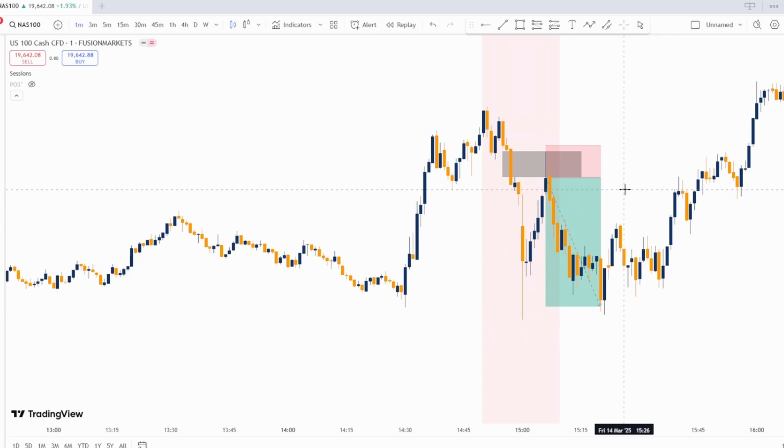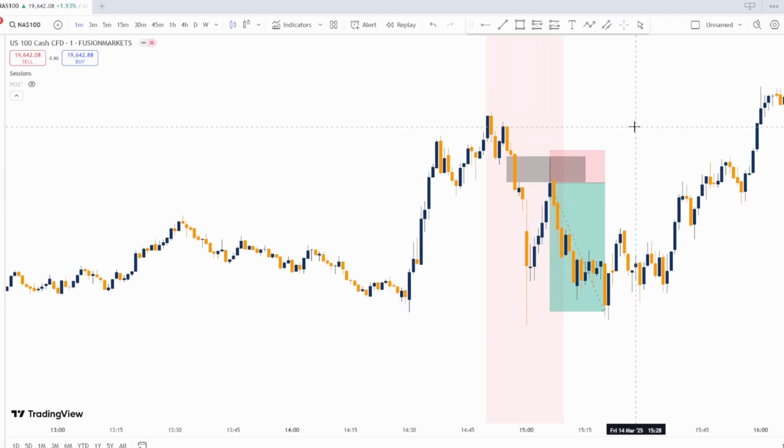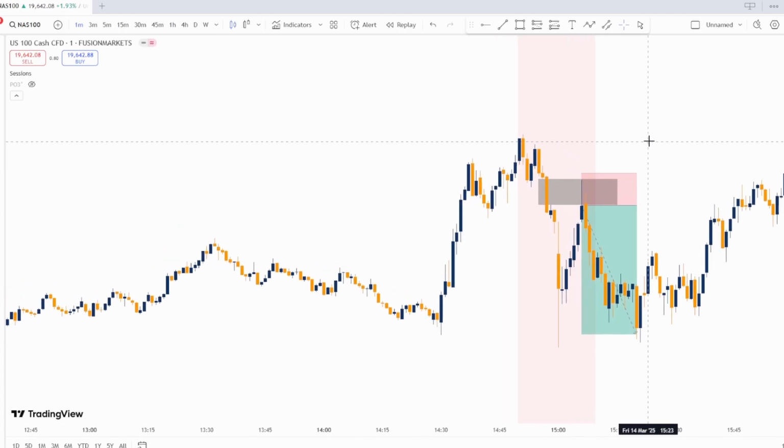But yes, this system, if you want to call it that, it's not a full system in and of itself, but this trade using parts of my system is incredibly simple. All you're looking for is a high, and then during the AM macro time, you're looking for the high to be taken out and a fair value gap to form.